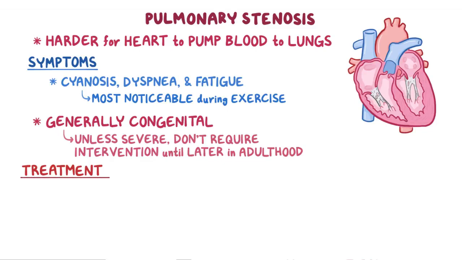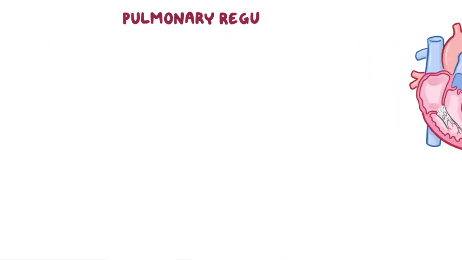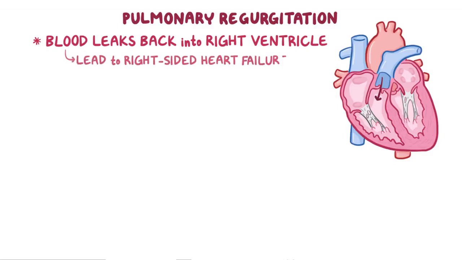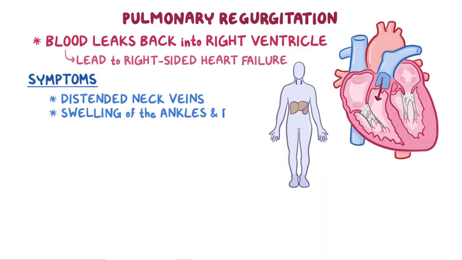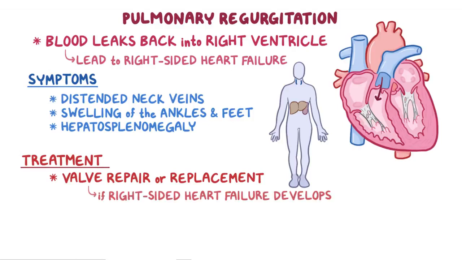Treatment of pulmonary valve stenosis usually involves a balloon valvuloplasty, which means that a balloon is inserted and then inflated to open the narrowed valve and allow more blood flow through it. On the other hand, in pulmonary valve regurgitation, blood leaks back into the right ventricle. Over time, pulmonary valve regurgitation can lead to right-sided heart failure, which can cause the blood to back up, and symptoms like distended neck veins, swelling of the ankles and feet, and hepatosplenomegaly. Treatment for pulmonary regurgitation is usually valve repair or replacement if right-sided heart failure develops.